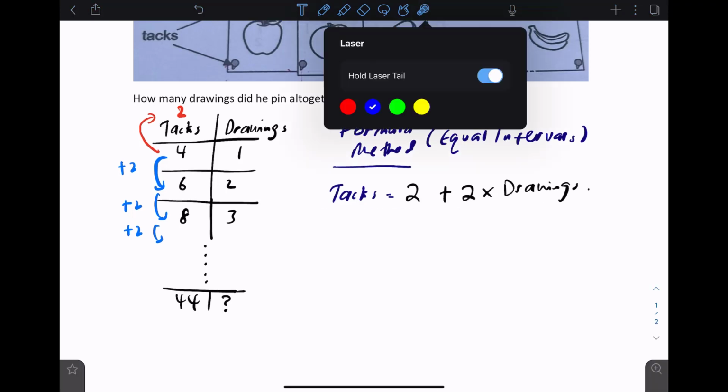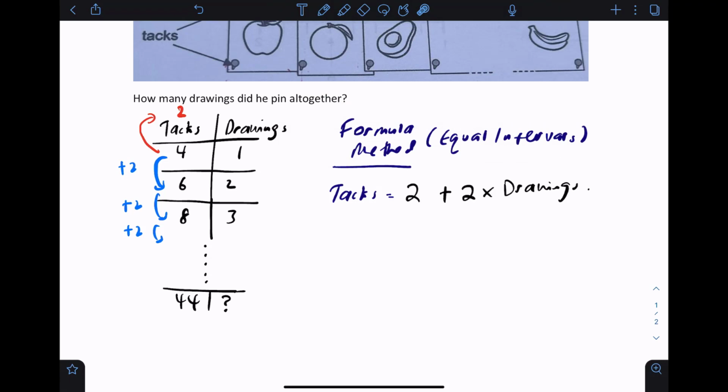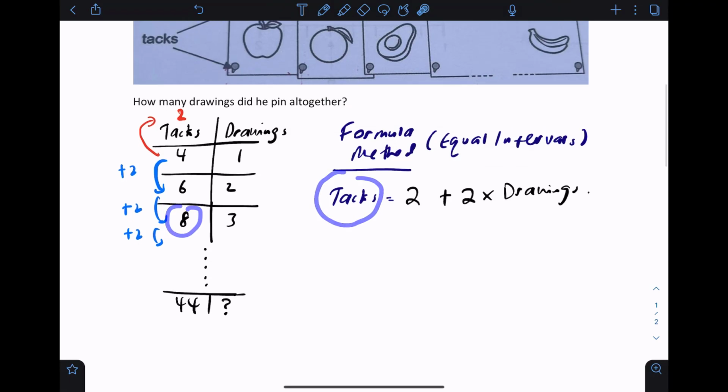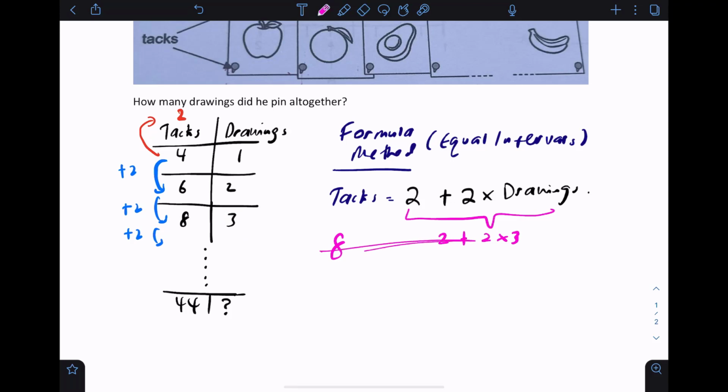So let's check. Let's say, for example, you have 8 texts. Okay, so over here you have 8. Is 8 really equals to 2 plus 2 times, what's the drawing here? Is 3, right? Yes, it is. So it's 2 plus 6. Okay, so this is one way to tackle this question.